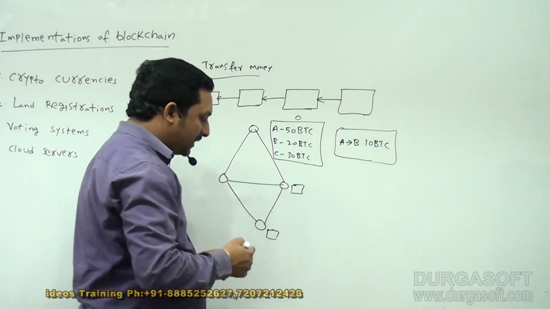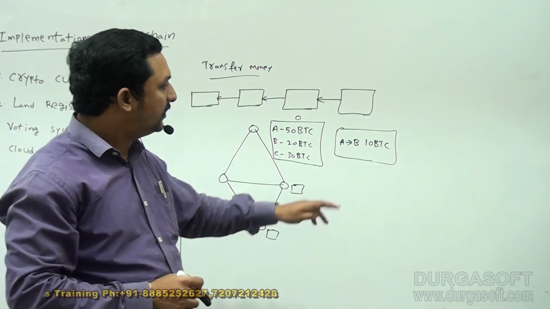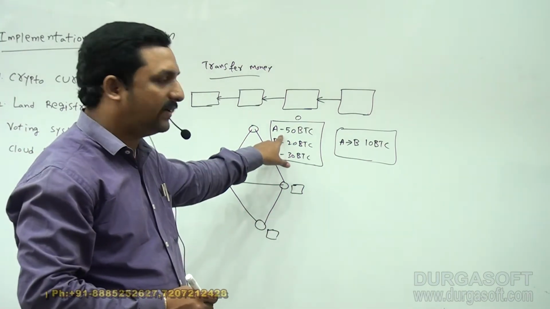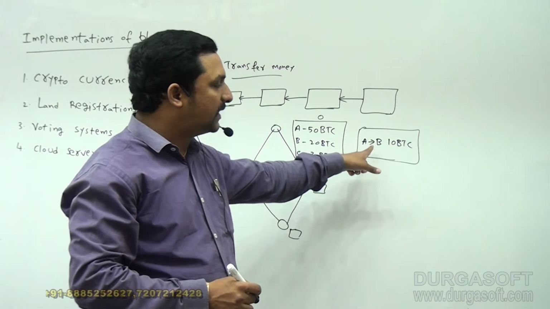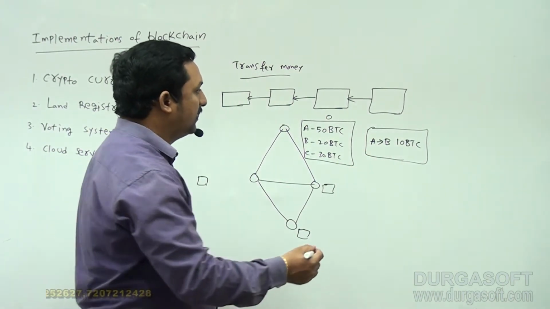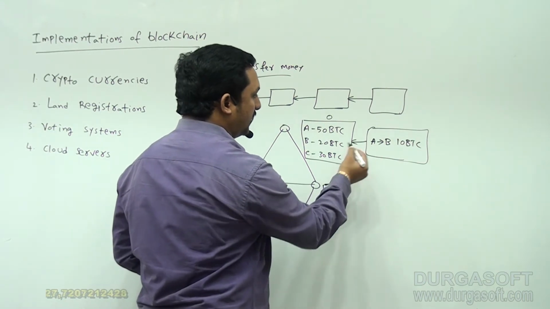But how can A transfer the money? What is the evidence that A has 10 bitcoins? This is the evidence. So the second block works based on the first block. That's why we have to store this dependency.